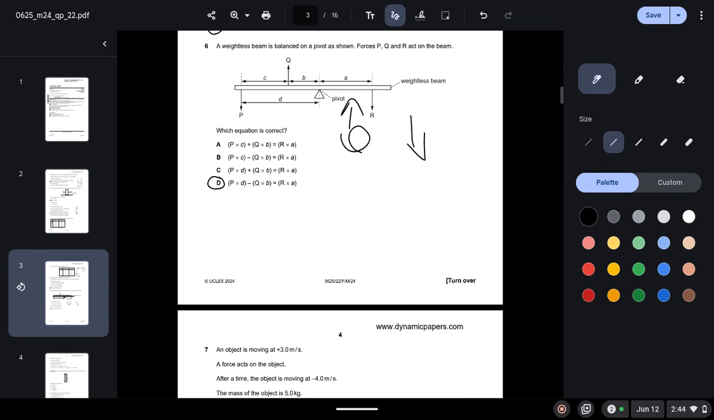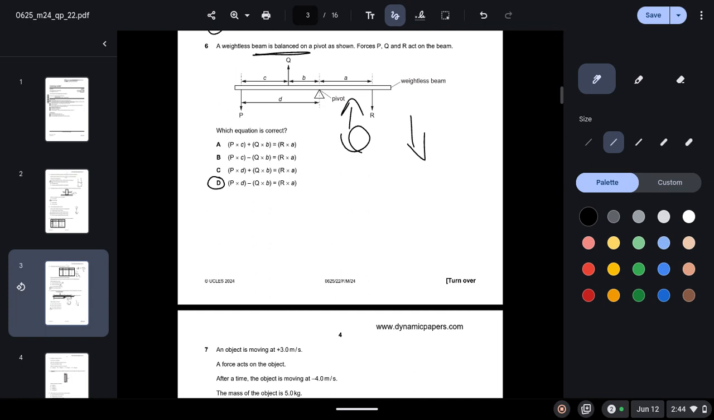P times D minus Q times B, because P and Q are in opposite directions, and this should be equal to R times A, because they say that the weightless beam is balanced. So the moment on the left side and the moment on the right side of the pivot should be equal.